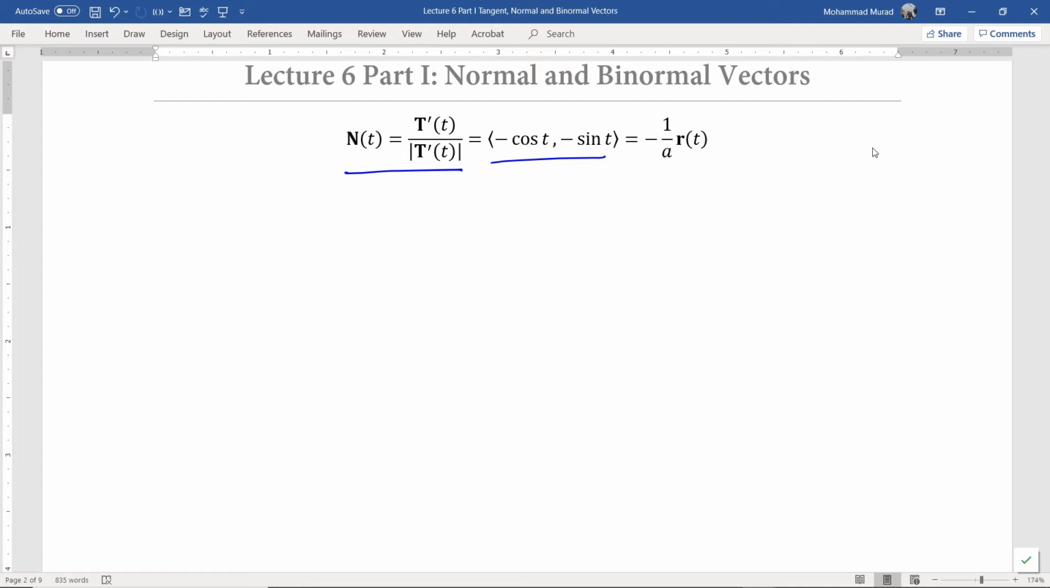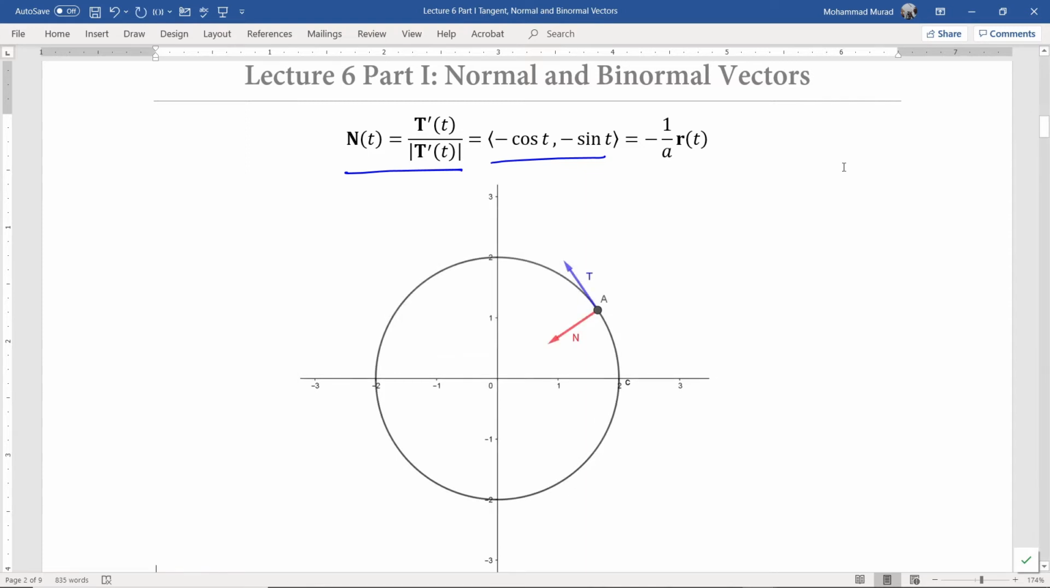As shown in the following figure, at any point on the circle, the tangent vector is shown in blue and the normal vector is shown in red, which is acting toward the center, exactly opposite to the direction of the position vector of the point. Let's have a look at an animation.